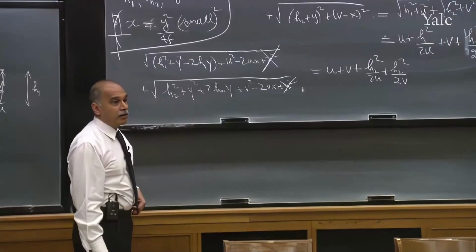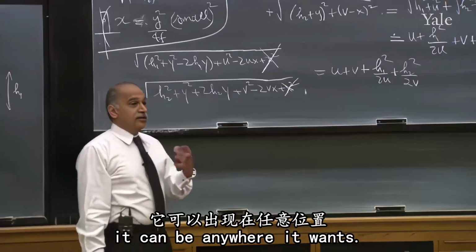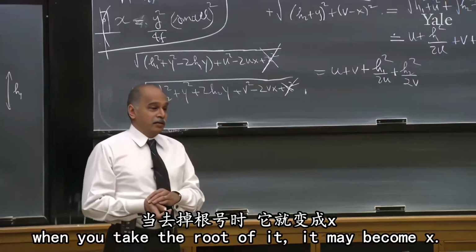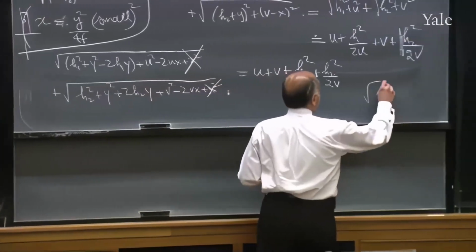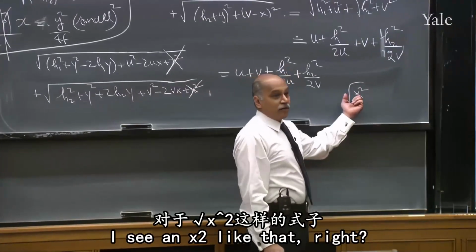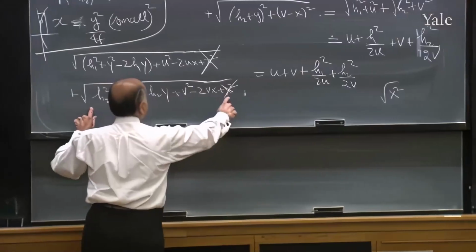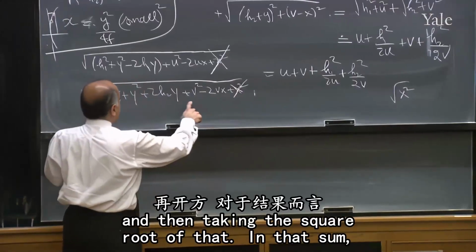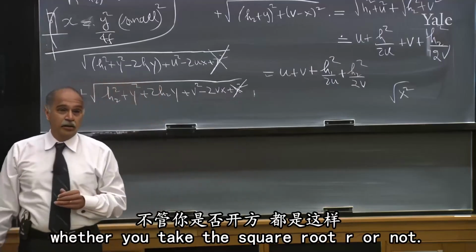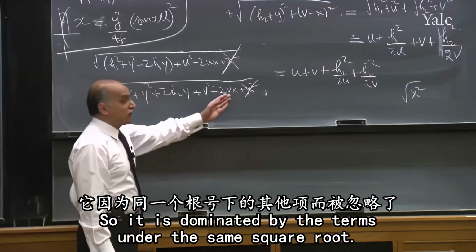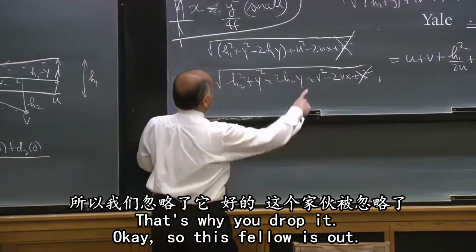Yeah, it can be anywhere it wants. You may think that because it's under square root, when you take the root of it, it may become x. Is that your worry? Your point is, I see an x squared like that, but it's really not x squared, it's really x. That's certainly true. But you're adding a whole bunch of numbers, then taking the square root of that. In that sum, these numbers are going to be big compared to this one, whether you take the square root or not. So it is dominated by the other terms under the same square root. That's why you drop it. Okay, so this fellow is out.